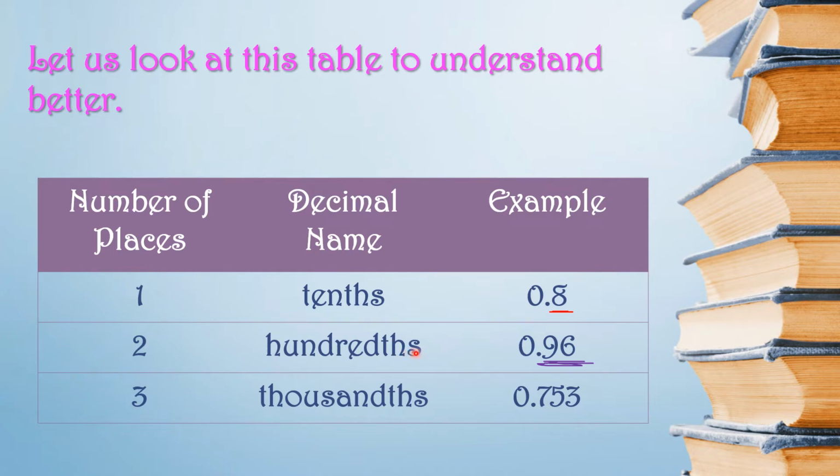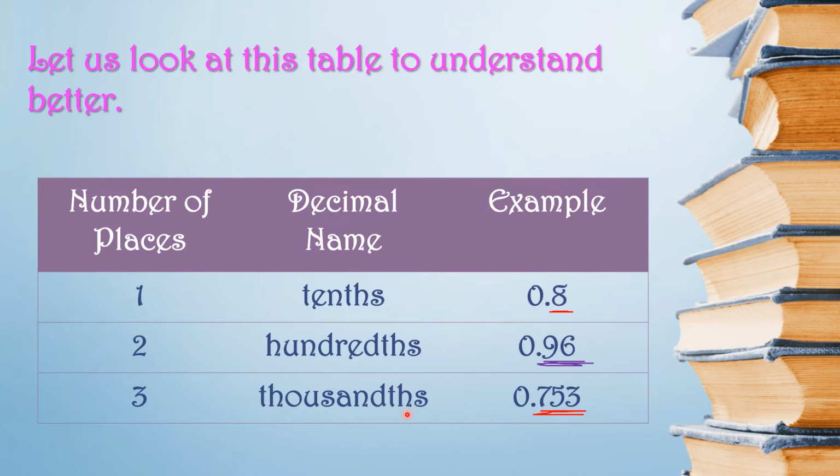Alright, and now let's look at this. Now if we have 0.753, that means 3 decimal places. So the name will be thousandths. That's it. So this will tell you the number of decimal places, and after the right side, it will tell you what kind of decimal it is. Have you understood it?